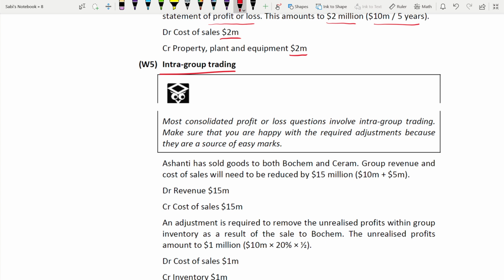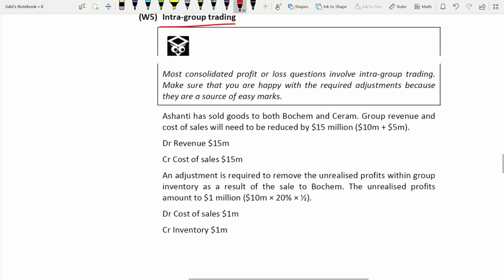That is to check your intragroup trading rules. So make sure that you're happy with the required adjustments because these are the source of easy marks. Even in financial reporting, you have been doing this. So in the SBR, this should be nothing for you. Coming to that, Ashanti has sold goods to both Bokum and Serum. We know that. So group revenue and cost of sales will need to be reduced by 15 million. You see, the group revenue, you have to refer to it as a group, and the cost of sales both need to be reduced by 15 million.